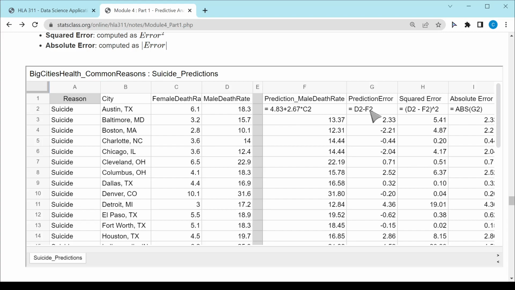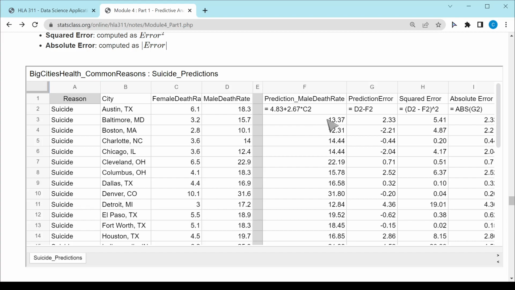My prediction error is simply going to be the difference between the actual and the predicted. So let's talk about Baltimore, Maryland here. The actual is about 15.7. I predicted it to be about 13.4. So if I take 15.7 minus 13.4, I'm going to end up with 2.33.